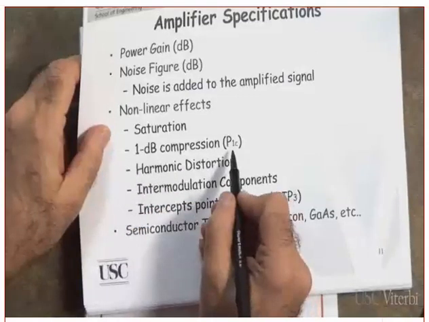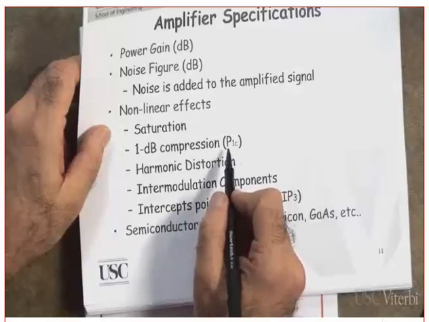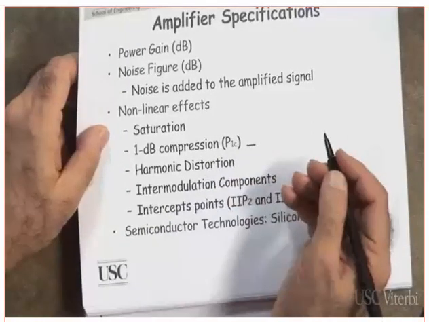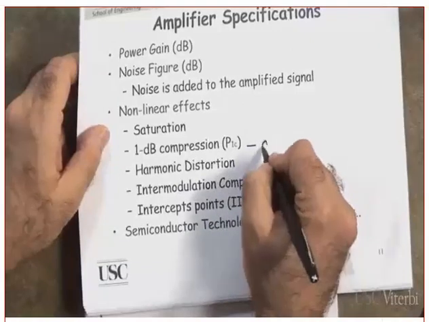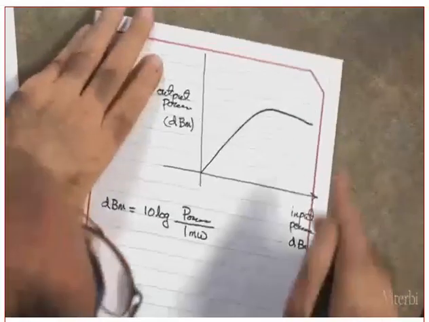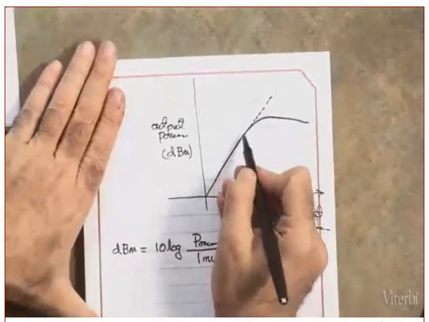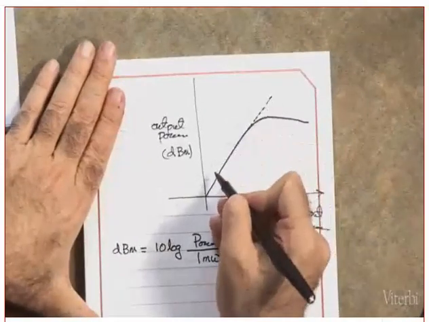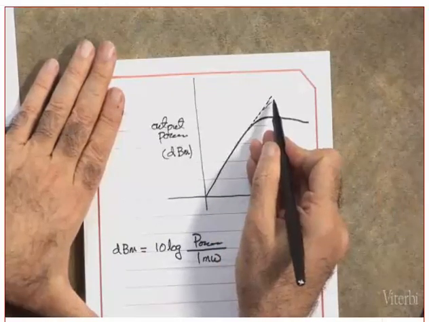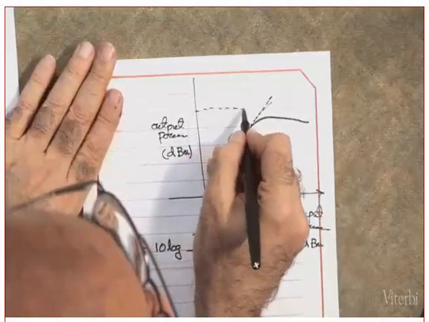How am I going to denote that? P1C. P1C means 1 dB compression. Units? No. The dBm. This is a power. Are you following me or not? This is the power. What does that mean? What did I sketch? That's the linear portion. In other words, if my amplifier is linear, then it would be like this. Clear?